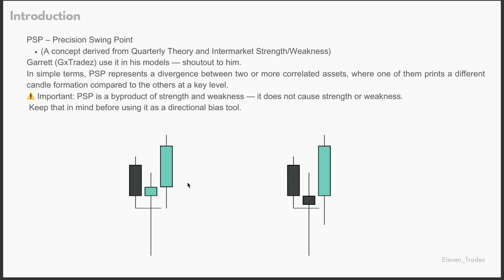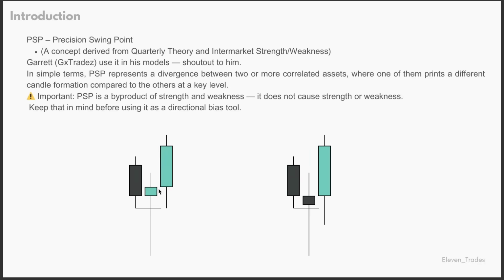And PSP is the byproduct of strength and weakness. I'm going to explain it to you. So we have, for example, the NQ chart and the ES. What have we done? On the second candle of the swing point, on the NQ we opened, then went lower and then closed bullish. And on the other hand, on the ES, we opened, then went higher, then went lower and closed bearish.